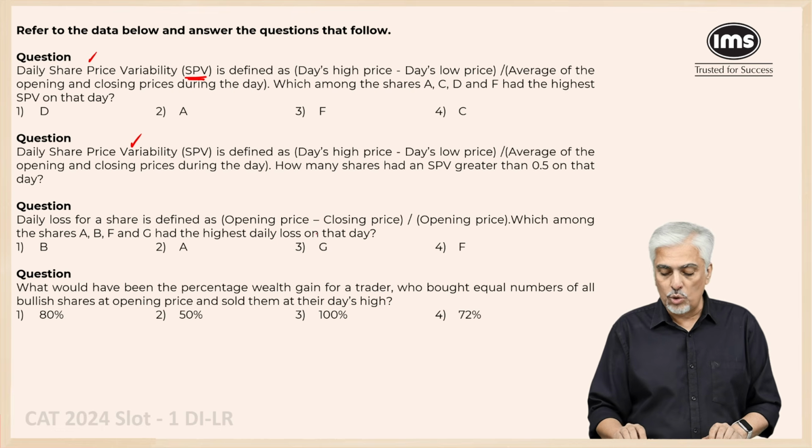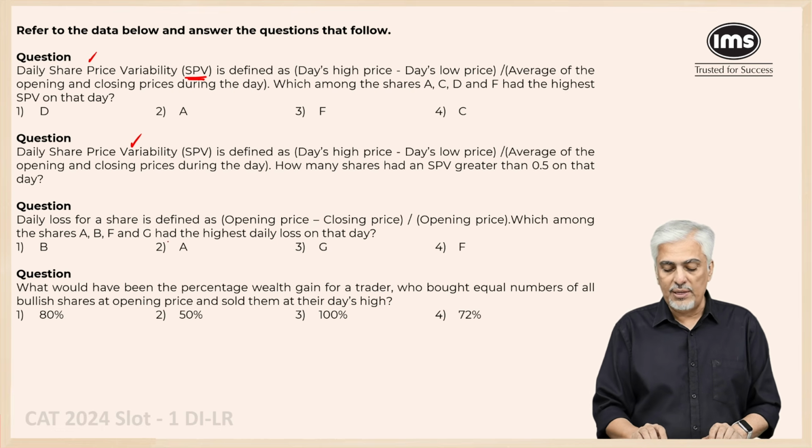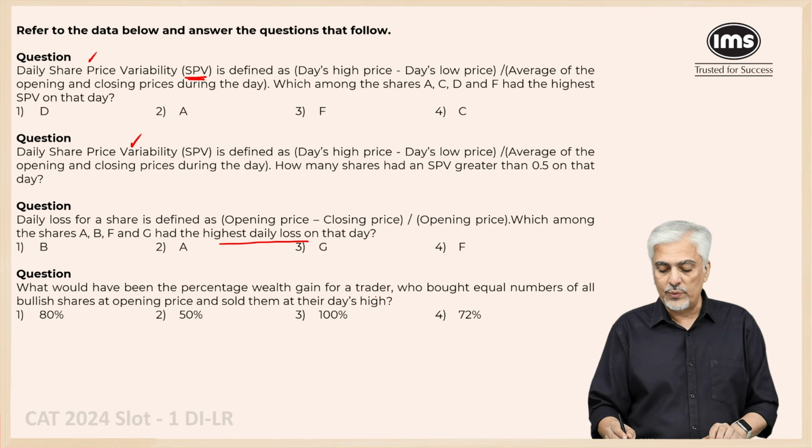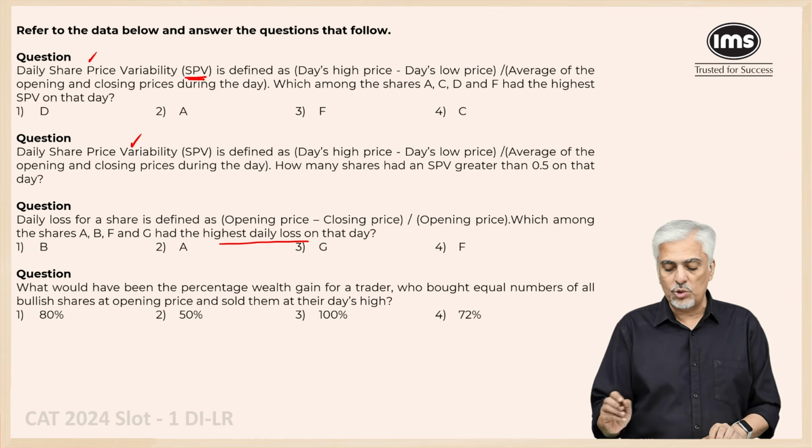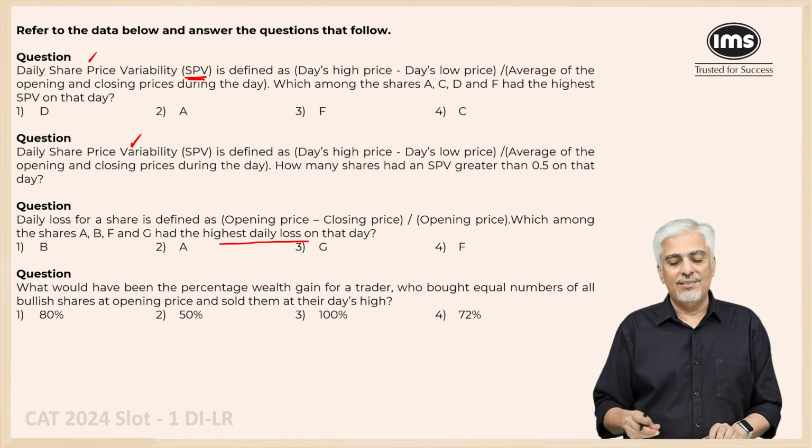Daily loss is defined as opening price minus closing price divided by opening price. Which among the shares A, B, F, G has the highest daily loss? So, where is the daily loss highest? And what would have been the percentage wealth gain for a trader who bought an equal number of bullish shares at the opening price and sold them at their day's high? Again, with the fourth set, I thought this was the easiest set to solve in this CAT 24 slot 1.